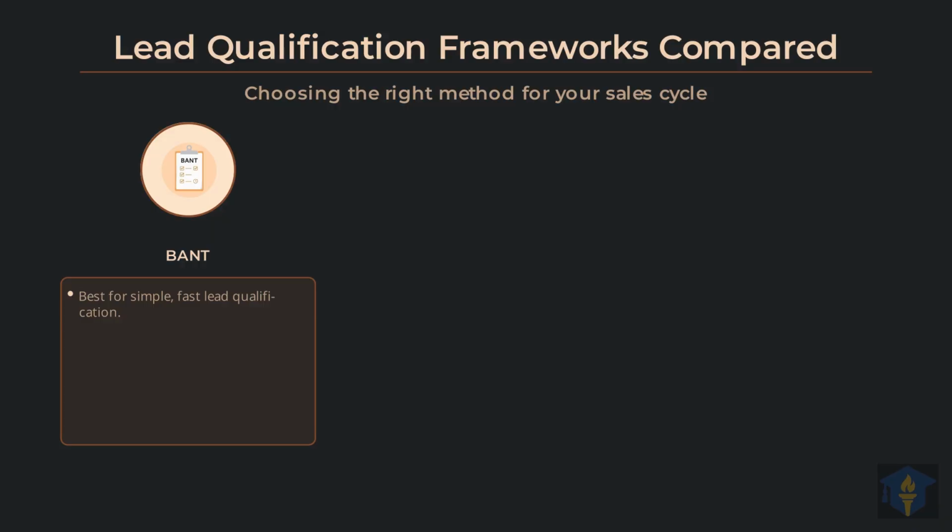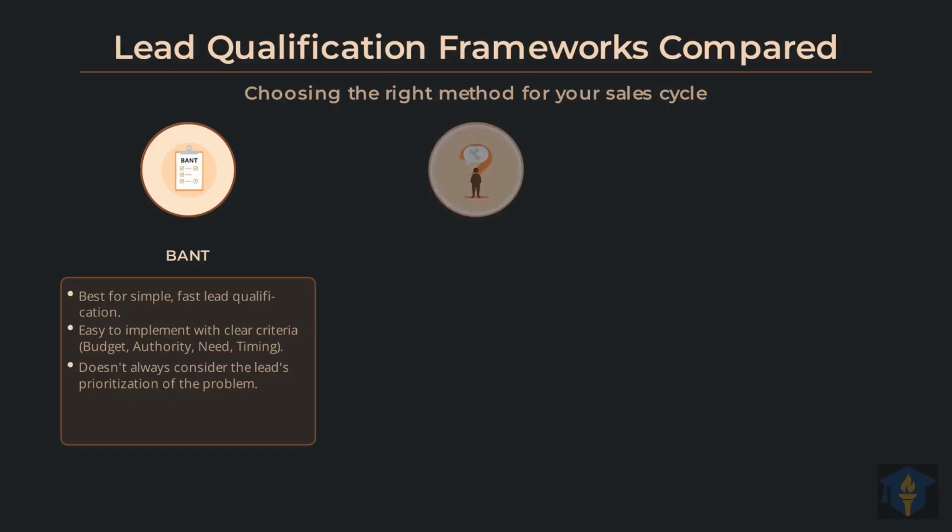It is easy to implement with clear criteria: budget, authority, need, and timing, making it straightforward. A drawback is that BANT doesn't always fully consider how the lead prioritizes their problem, which is important.